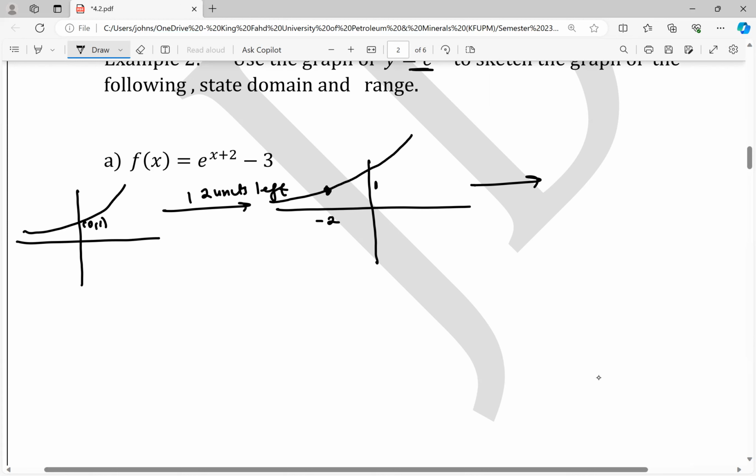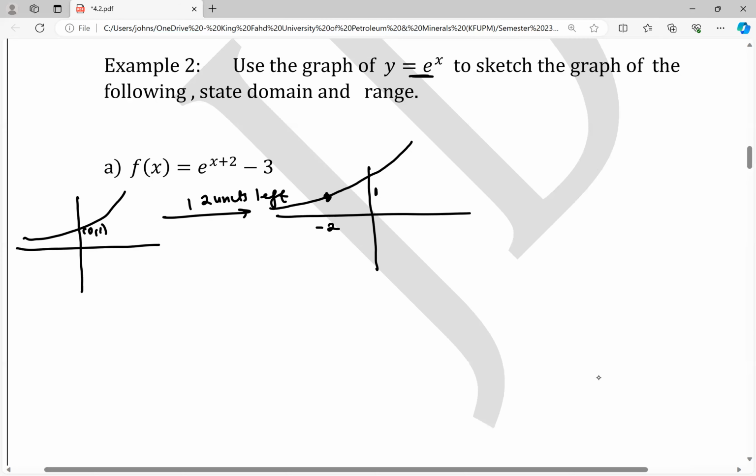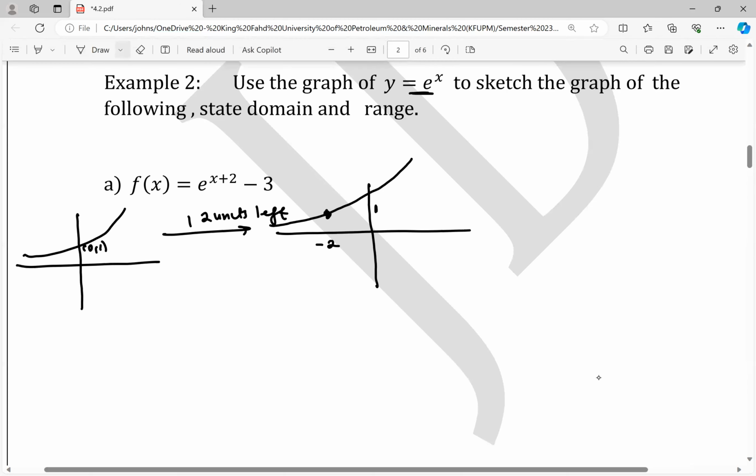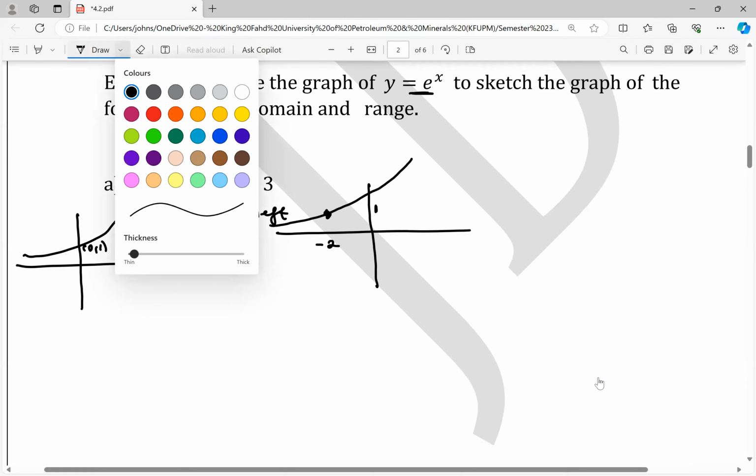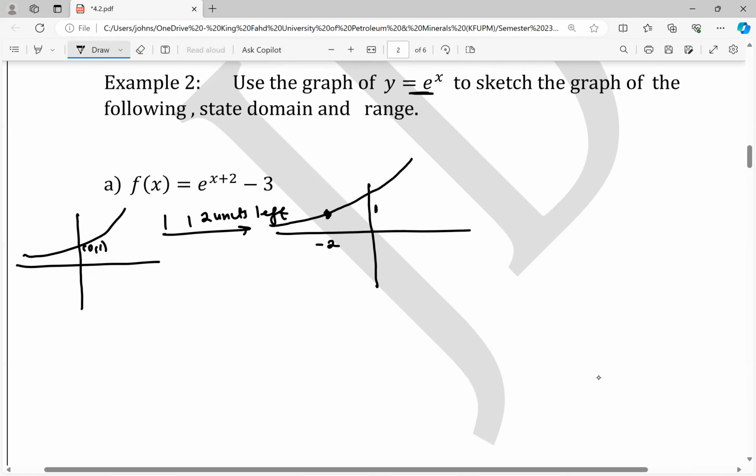Okay, this is not responding. All right, yes, now we have it. It's horizontal translation. Okay, now we do vertical translation, 3 units down.